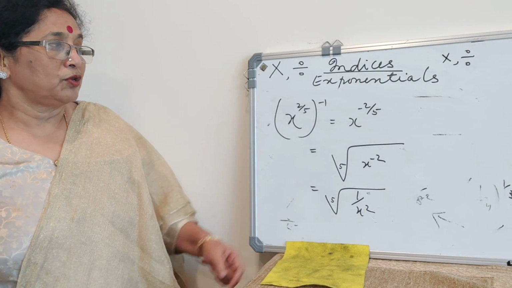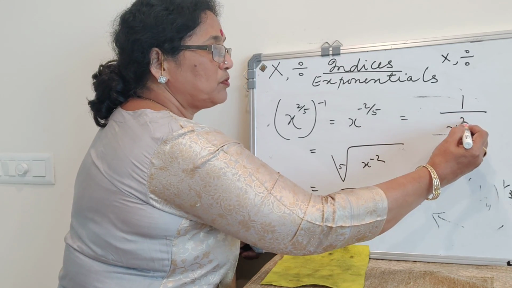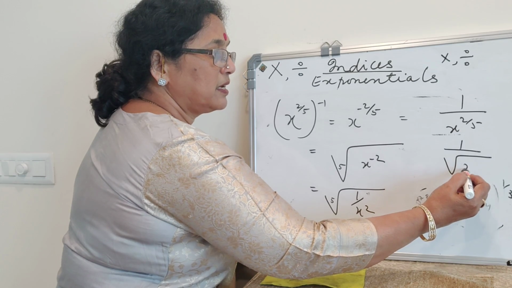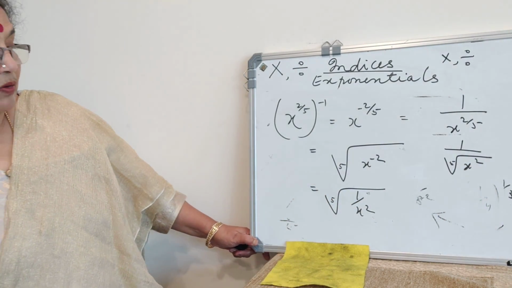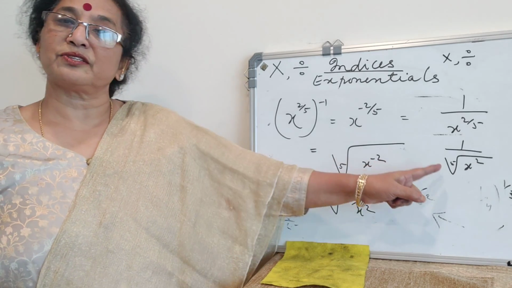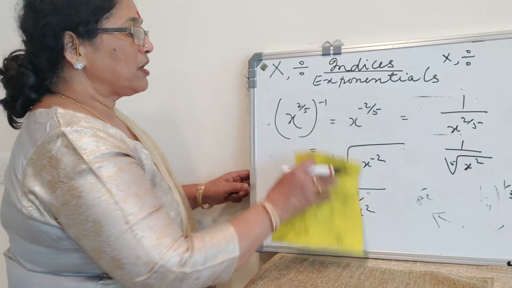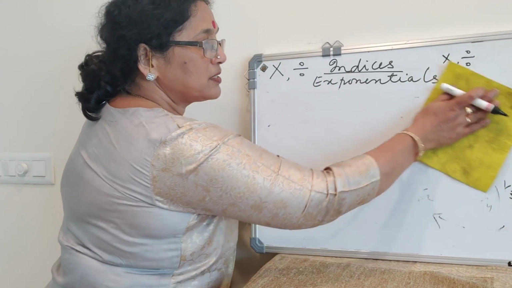So this is it. You can directly do it like this also: 1 by x power 2 by 5. So we are writing like this. Some children write like this: x power 2 raised to power 5. This is also correct. Both are correct. So we have done what exponentials are.